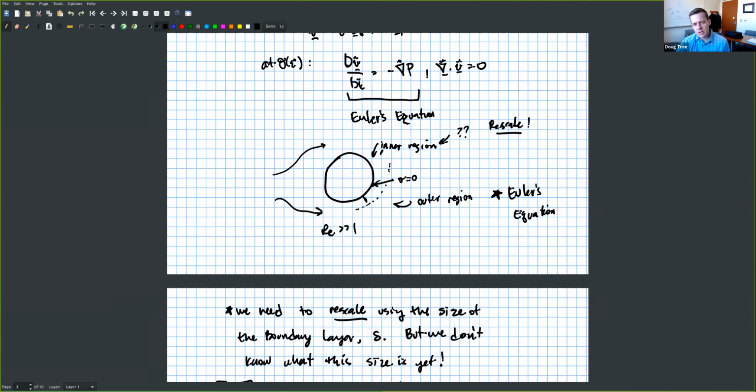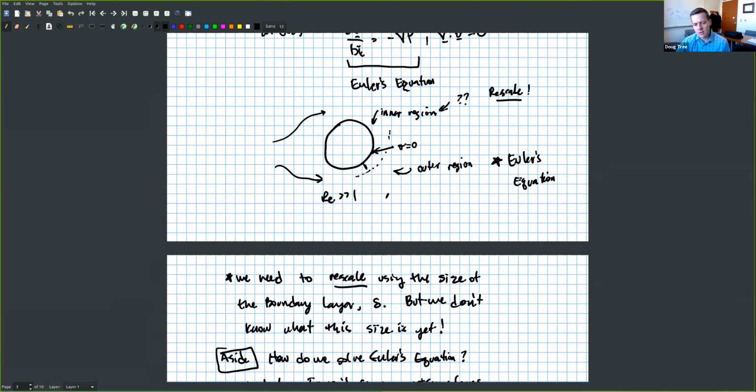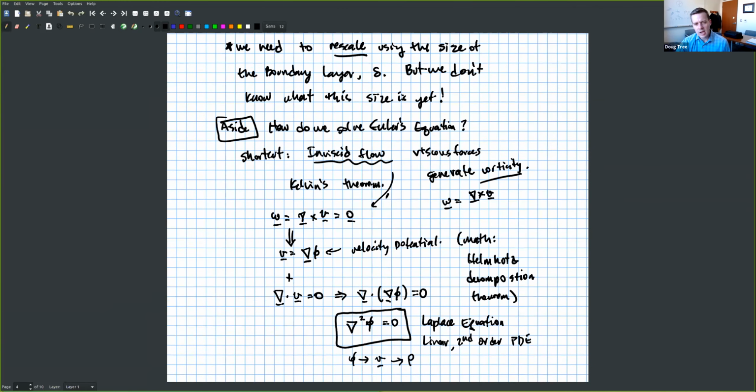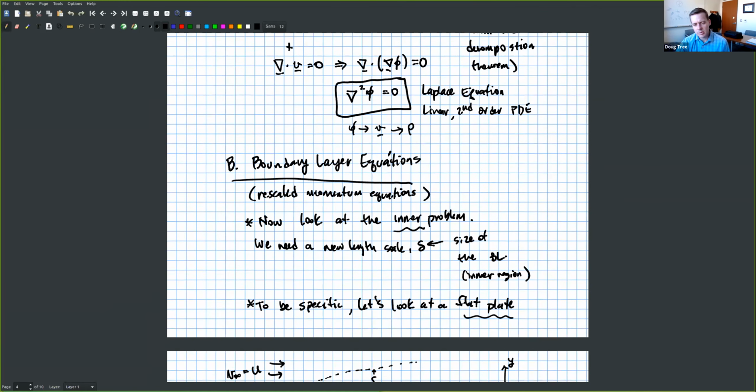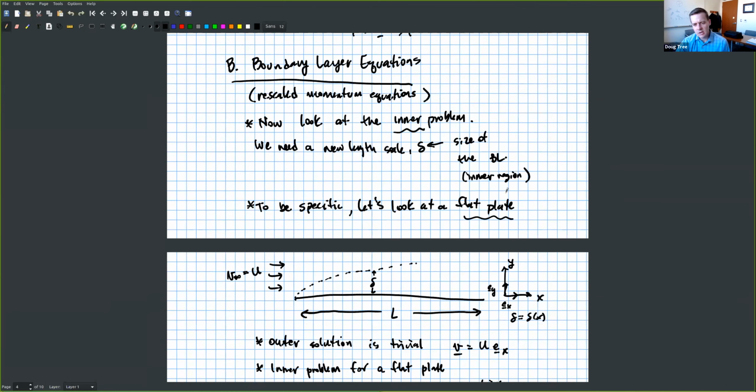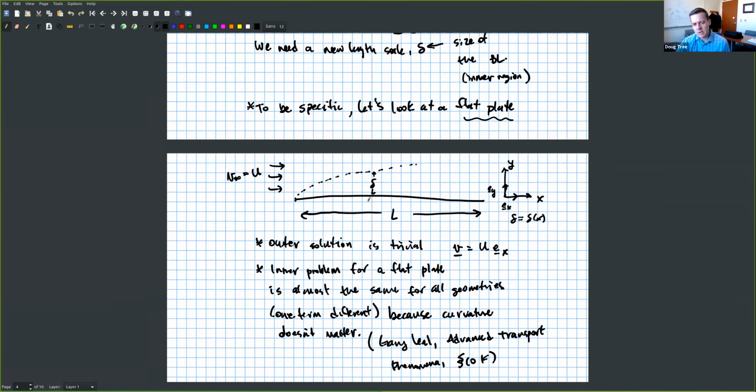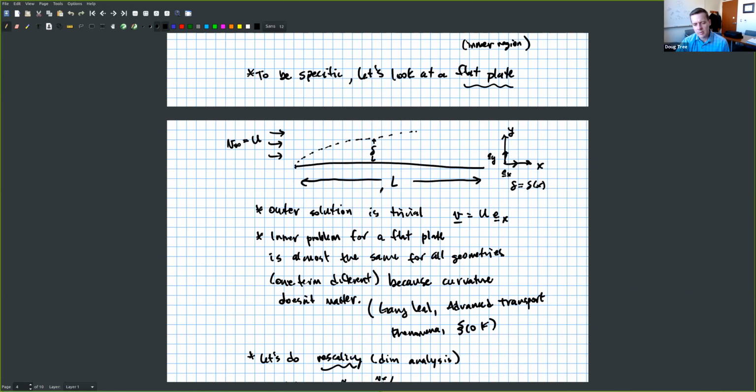And in the inner region, we said we were going to have to rescale. So we finished that rescaling last time. We talked about Laplace equation, and then the rescaling gives us what are called the boundary layer equations. To rescale, we zoomed in and looked at just a flat plate. The geometry of the outer region wasn't really going to affect these equations much anyway, so we could just think about it like a flat plate.